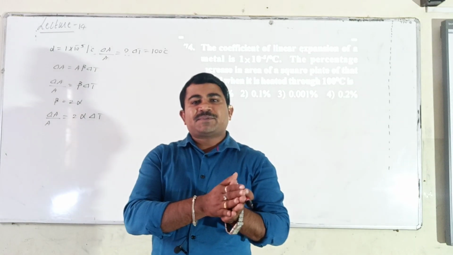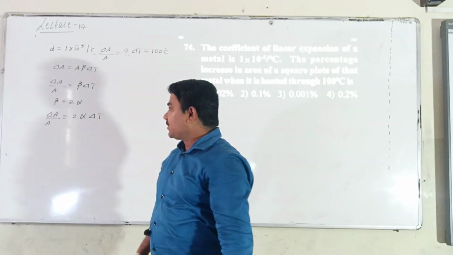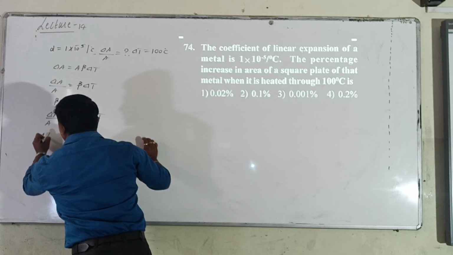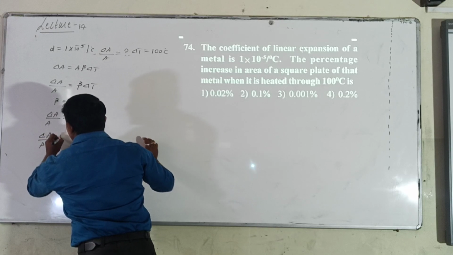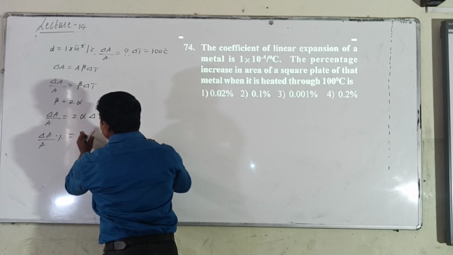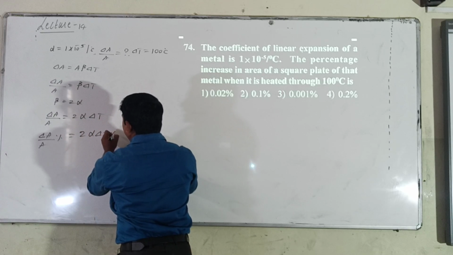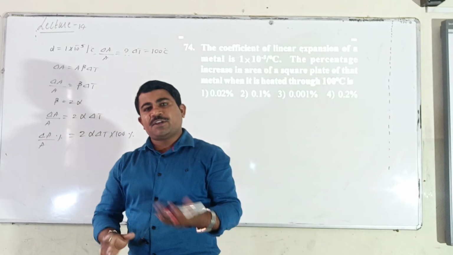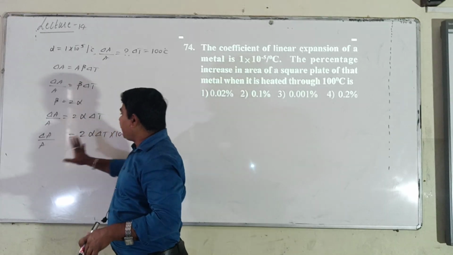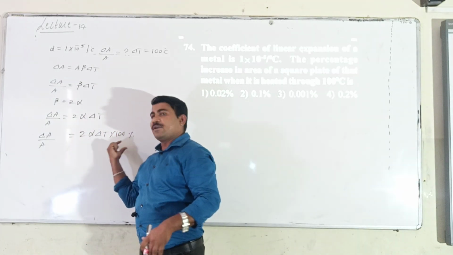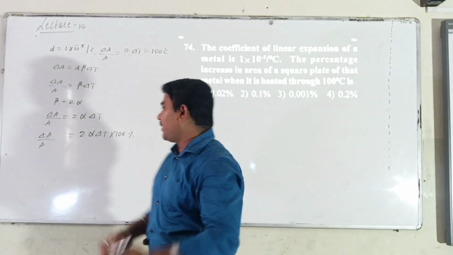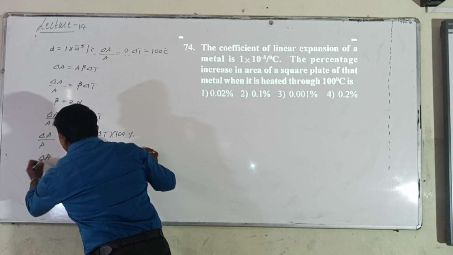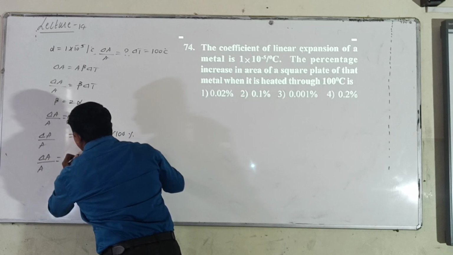But I need it in terms of percent, which means multiplying both sides by 100. So delta A divided by A in terms of percent is 2 alpha delta T into 100 percent. Here alpha is given and delta T is given. So delta A divided by A in terms of percent equals 2 times alpha into delta T into 100 percent.